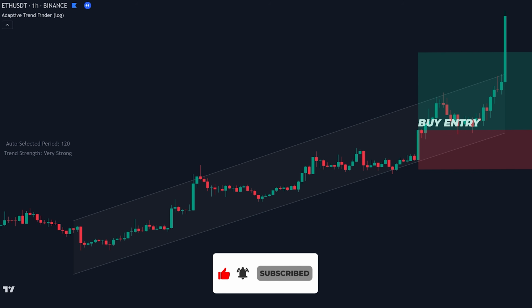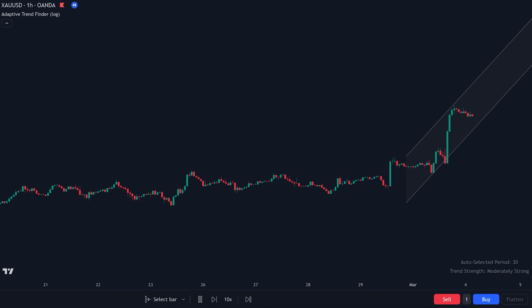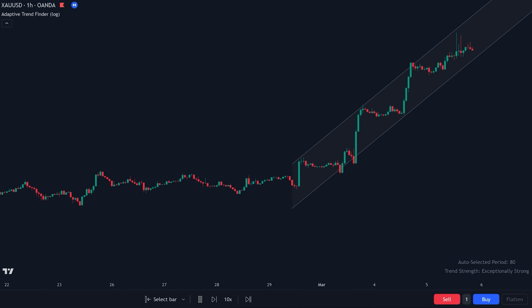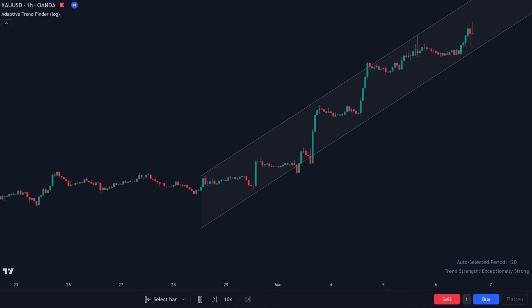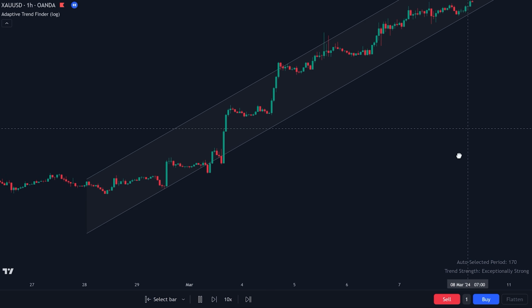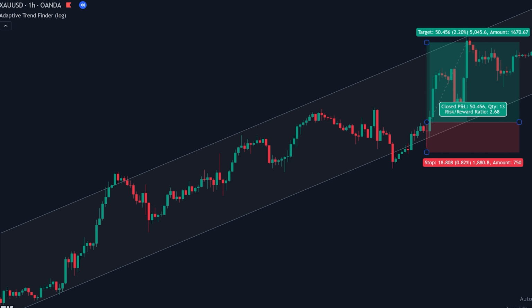And that wraps up our overview of the Adaptive Trend Finder indicator. By adjusting the settings for your trading style, using strong buy and sell signals, and applying careful risk management, you can use this tool to improve your trading success. Remember, always test your strategies before trading live and adjust your risk tolerance accordingly.